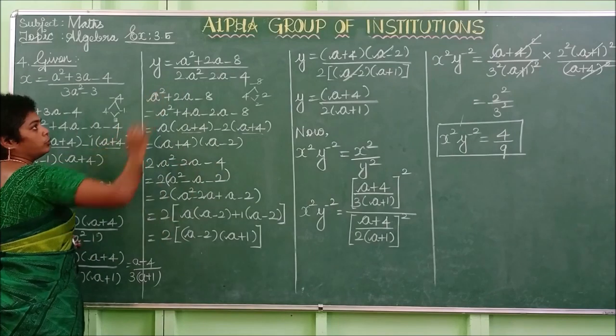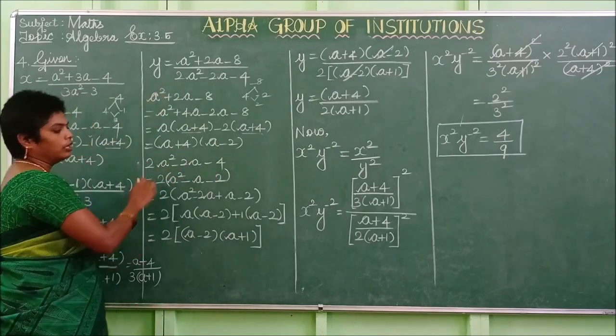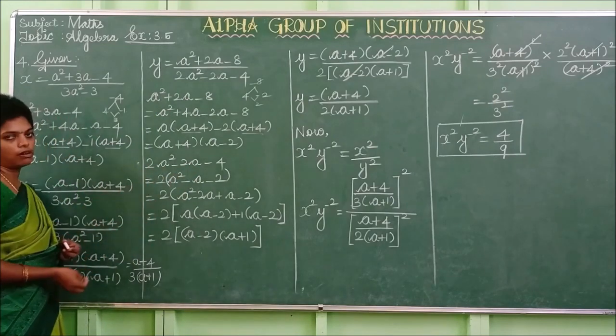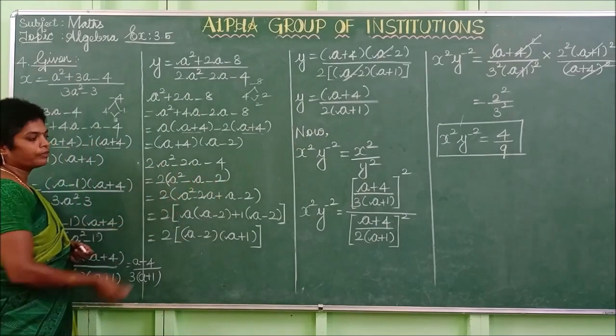Then listen to the denominator, 2a square minus 2a minus 4. Here all the coefficients come in the 2 table, so take 2 as common. The remaining term is a square minus a minus 2.